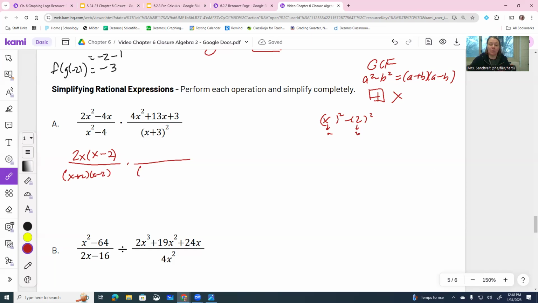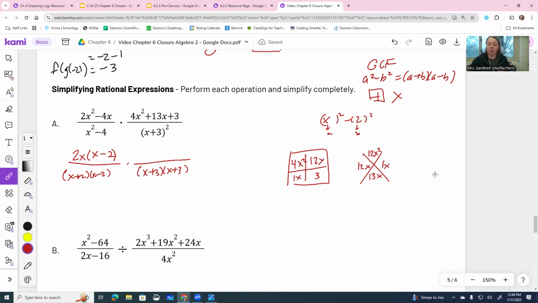This bottom here, I'm just going to write it in expanded form. And this 4x squared plus 13x plus 3, box and diamond. So here's 4x squared, here's 3. The diagonals have to multiply to be the same, so they have to multiply to be whatever 4x squared times 3 is, which is 12x squared, and has to add to be my middle, which is 13x. It's going to be 12x and 1x. Here's 12x, here's 1x. You could have them flip-flopped.